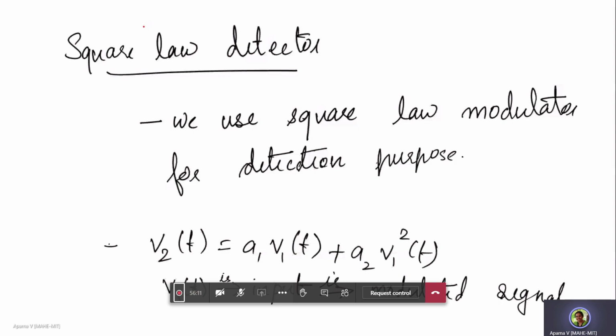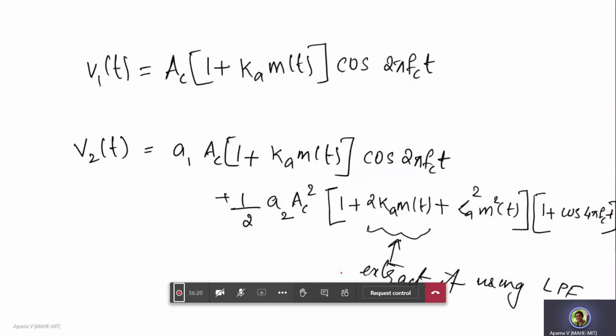See, V2(t), the output of that, is A1 V1(t) plus A2 V1 square(t). Here the input V1(t) is a modulated signal, which I received and am passing through the nonlinear device. Expanding it with that expression, A1 V1 plus A2 V1 square, you can see somewhere a component 2Ka M(t), a scaled version.